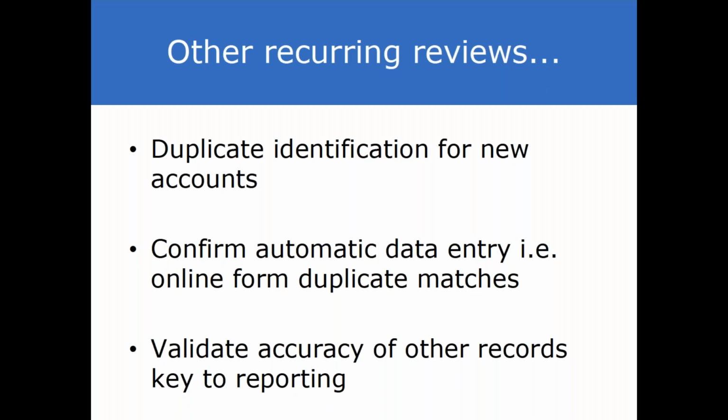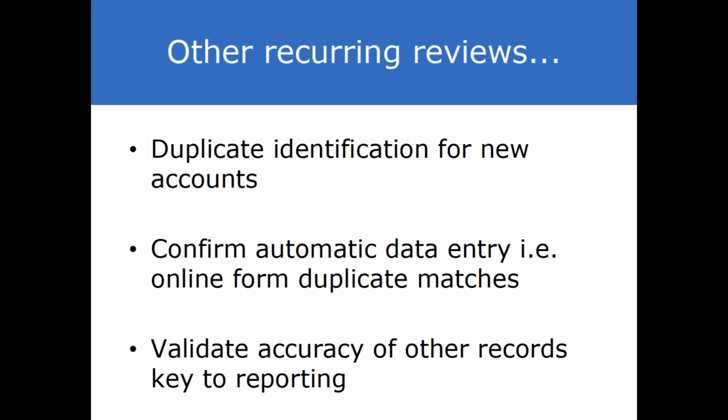Now, if you rely on data other than accounts and transactions for key organizational reports, or if you have a lot of automated data entry, you want to consider expanding your recurring data quality reviews to check for additional errors. So we covered reviewing accounts and reviewing transactions, but you might consider setting up processes to identify and merge duplicates of newly created accounts.